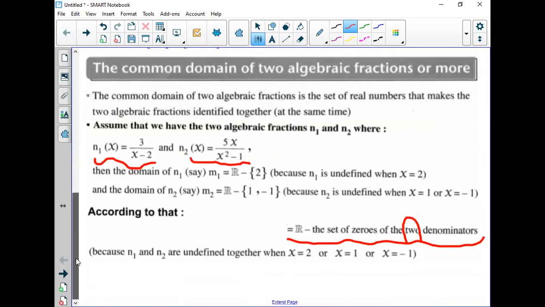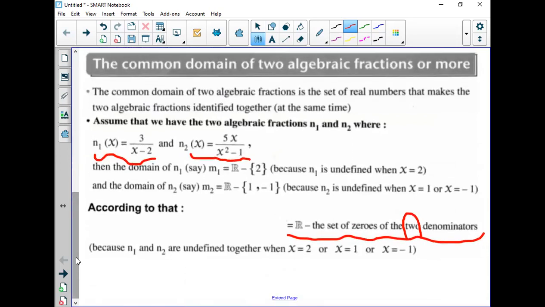The domain of the algebraic function, or more. The domain equals what? Equals R difference the set of zeros of the two denominators. This is the common domain. So the common domain equals R difference the set of zeros of the two denominators. But if we have only one fractional function, then the domain of this function equals R difference the set of zeros of the denominator.